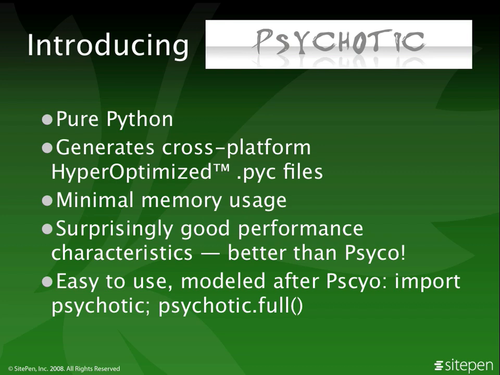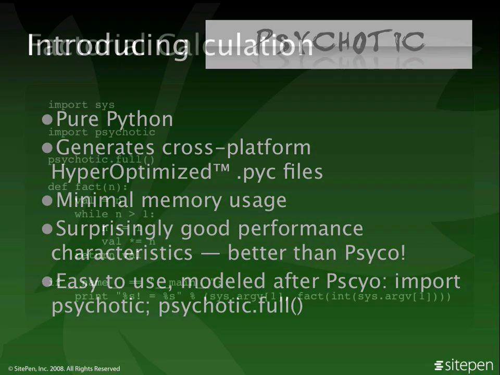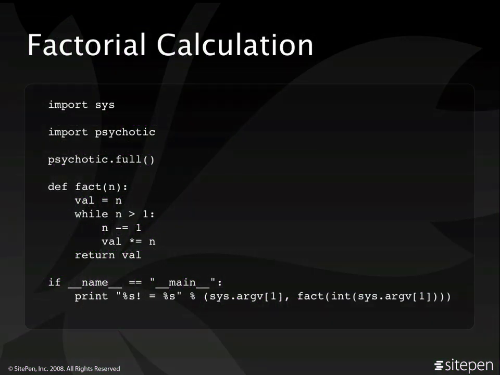So on that note, let me introduce Psychotic. Psychotic is pure Python, and it generates cross-platform hyper-optimized PyC files. And I'll talk about what hyper-optimized means in just a minute. It's got minimal memory usage and great performance, and it's easy to use. It's modeled after Psycho itself. So you just say import psychotic, psychotic.full. So let's take a look at it.